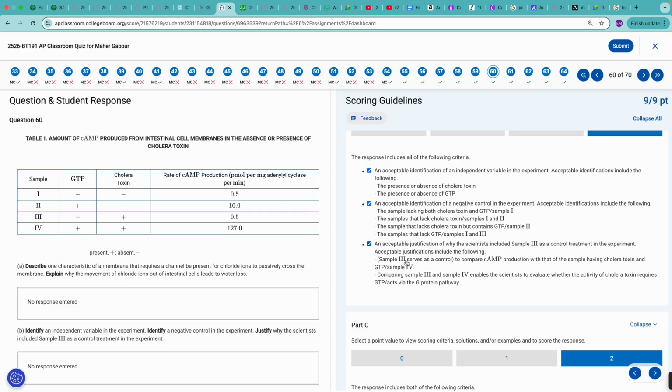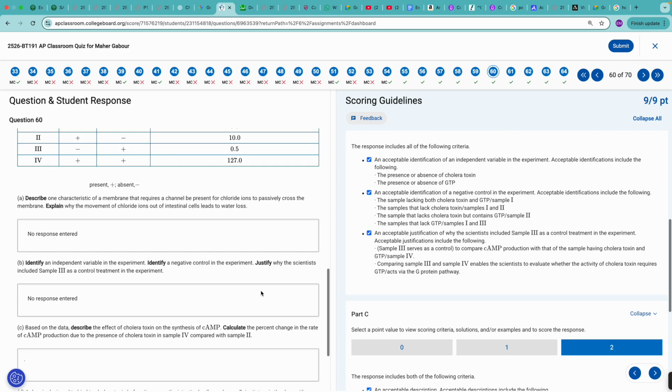What's it called? The one that does is IV. So you compare the cyclic AMP production of a sample without GTP and a sample with GTP. The sample without GTP, mention that it's III. The sample with GTP, mention that it's IV. Mention it because it's in the marking scheme.